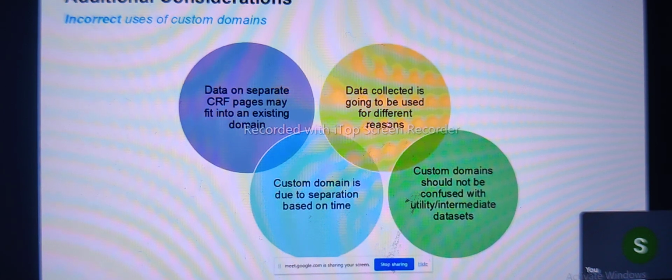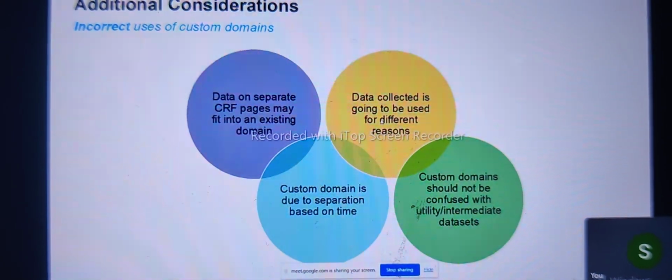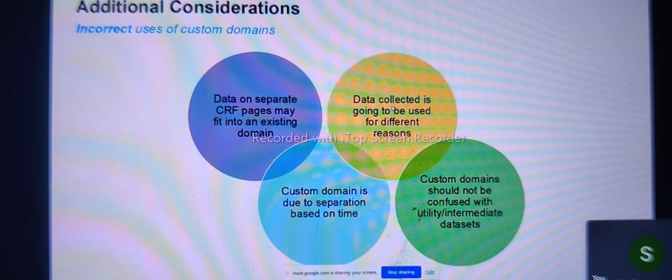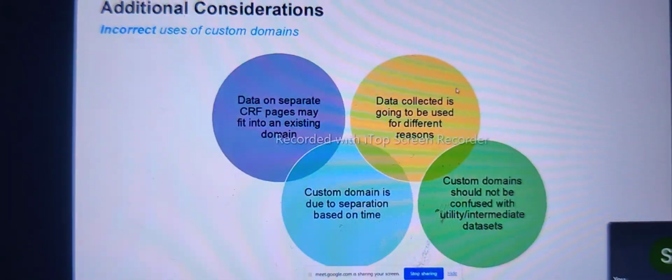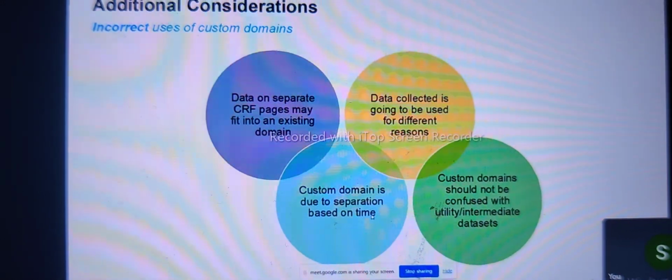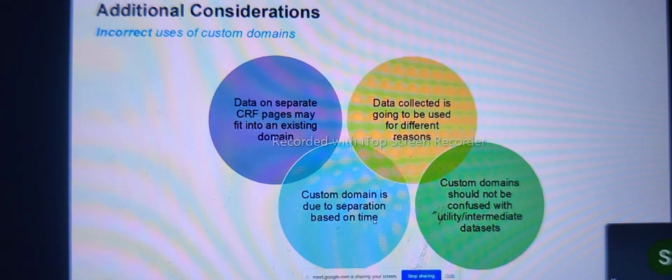While creating custom domains, the data collector may be used for a different reason. For example, we should consider whether the captured data was collected for some other particular purpose. Also, custom domains may arise due to separation based on time. Again, the same data is captured for a particular purpose, and after certain points we require the data for a different purpose. In that case also, the sponsor may decide to create a custom domain.